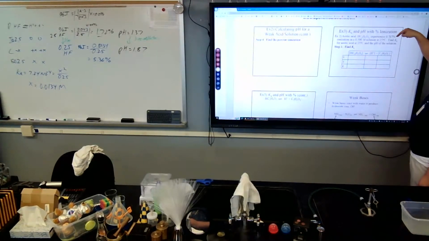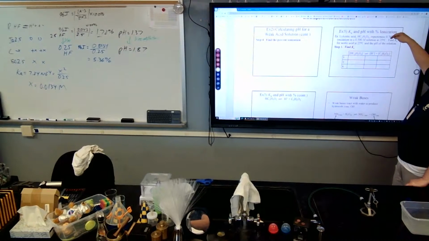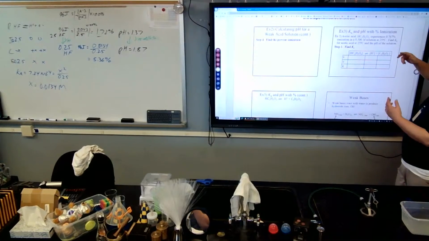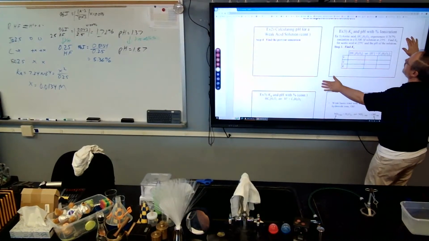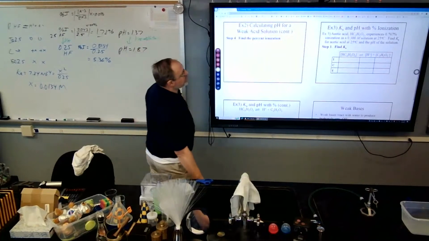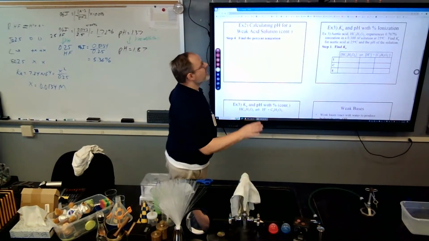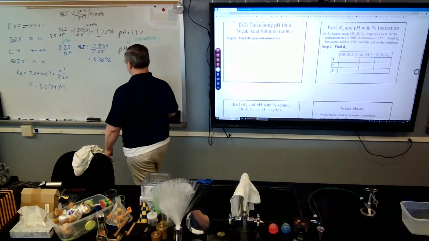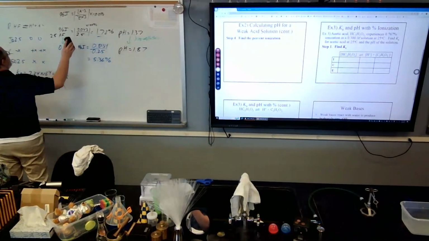Do you feel comfortable going backwards with percent ionization? If you are given percent ionization and a concentration, you can find Ka. We have time, so let's do this one. Acetic acid, the AP's favorite acid, has a percent ionization of 0.67% in a 0.3 molar solution. Find the Ka.